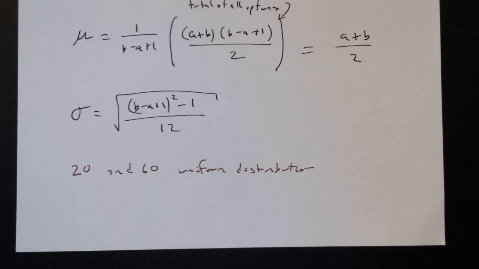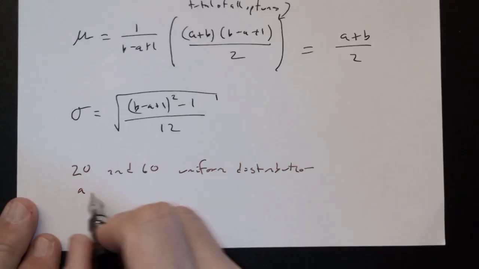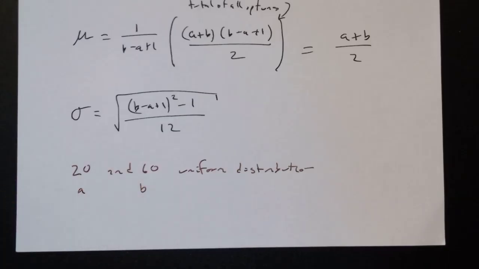Leo, question? Would A be 20 and B be 60? Exactly. So that's my A and B. I would like you to compute for me the mean and the standard deviation. Fortunately, we have the formulas.